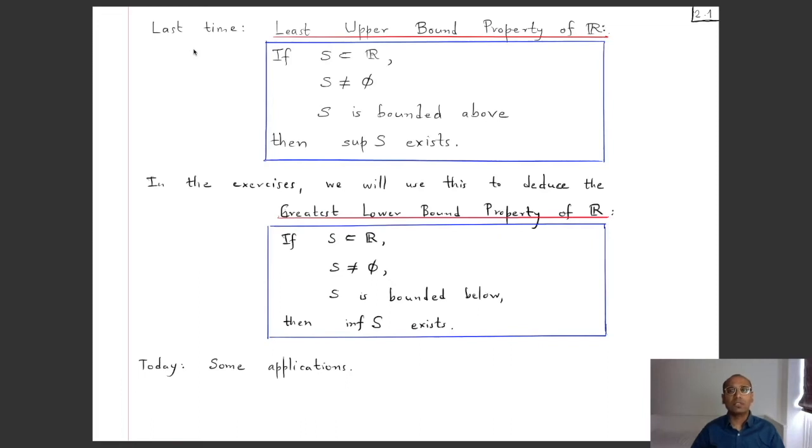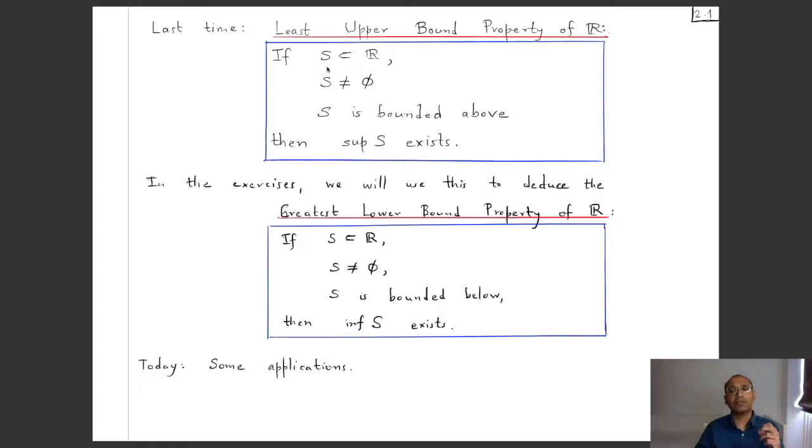Welcome to the second lecture of this week, and let's recall that last time we began with chapter 1 for the analysis part, and we learned what is meant by this least upper bound property of R. So we first defined what's meant by the upper bound of a subset of R, we learned what is meant by a least upper bound, and then we stated this least upper bound property of the set of real numbers. Let me recall what it said.